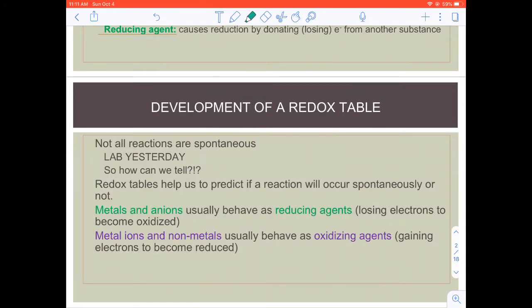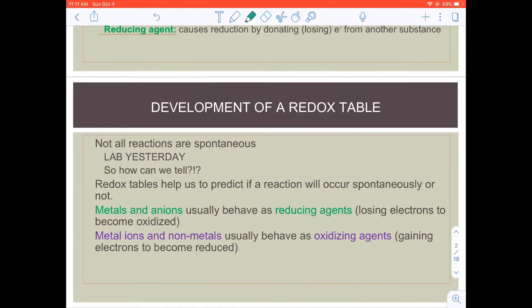Up until now, you probably looked at a reaction and thought that reactions just happened. But what we saw in the lab the other day was that only certain reactions happen. Those are called spontaneous reactions, and some reactions don't happen. Those are unspontaneous reactions. So we can look at redox tables to help us predict if a reaction will occur or not. We don't necessarily need to go to the lab like we did the other day. What we're going to work on today is how to make redox tables. We can look at these redox tables and tell if a reaction is going to be spontaneous and occur, or if it is not going to occur.